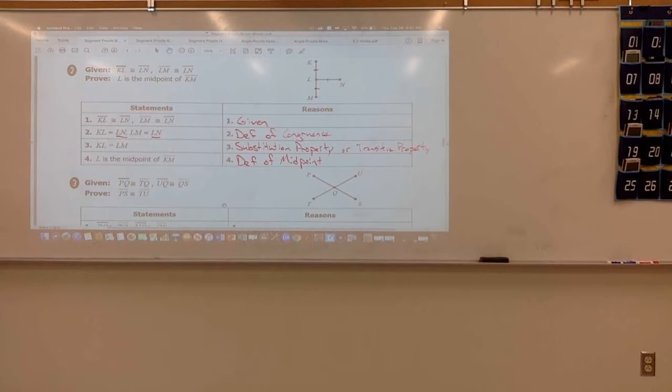So these proofs are a little different than your traditional math class, right? It's not just solving an equation and getting one right answer at the end. This is more logical thinking. Okay? Questions so far?